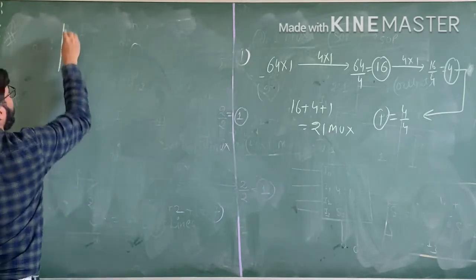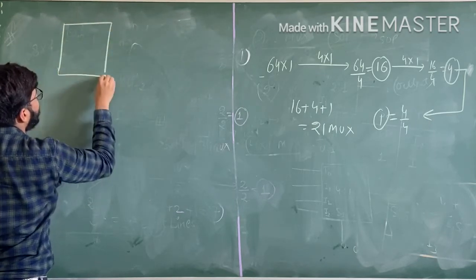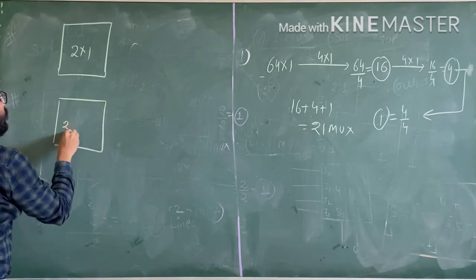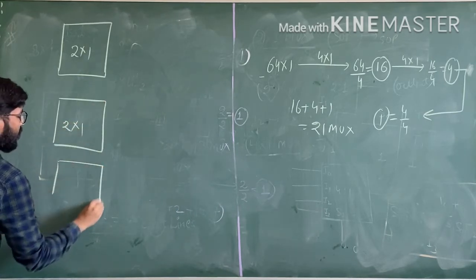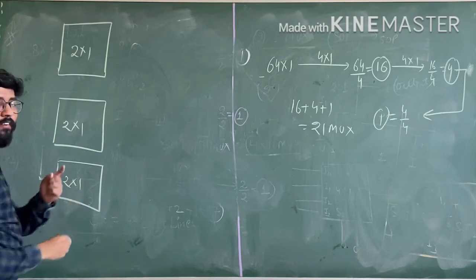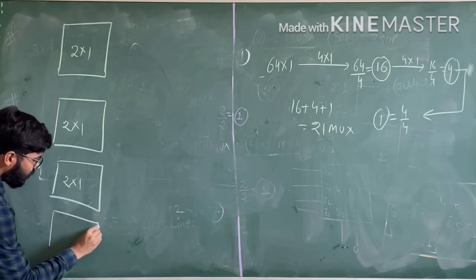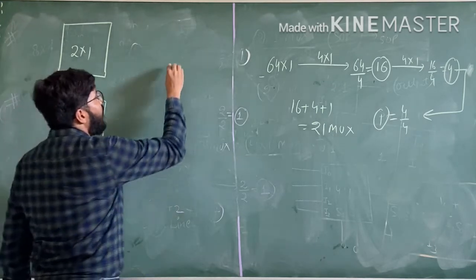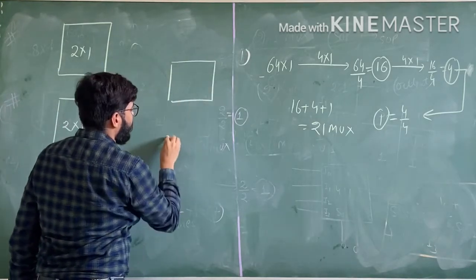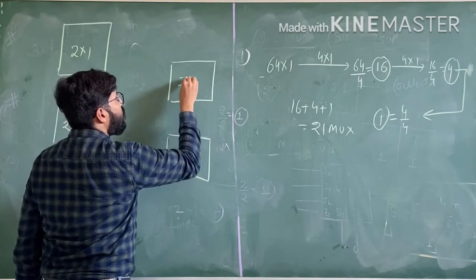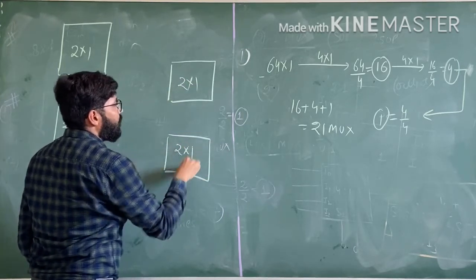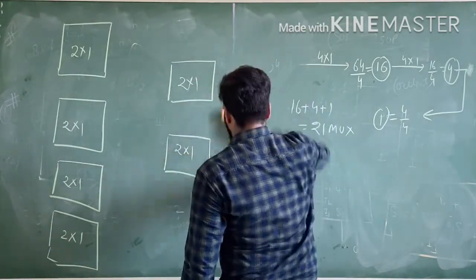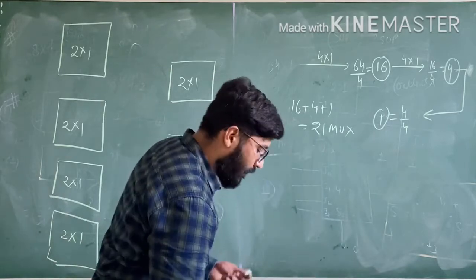Suppose we have placed 1 mux here. This is 1 mux, 2 cross 1. This is another mux, 2 cross 1. This is the third mux, because in the first stage we have 4 mux. So this is the fourth mux. Now in the second stage we have 2 mux, 2 cross 1 and 2 cross 1. And in the third stage, we have only 1 mux.